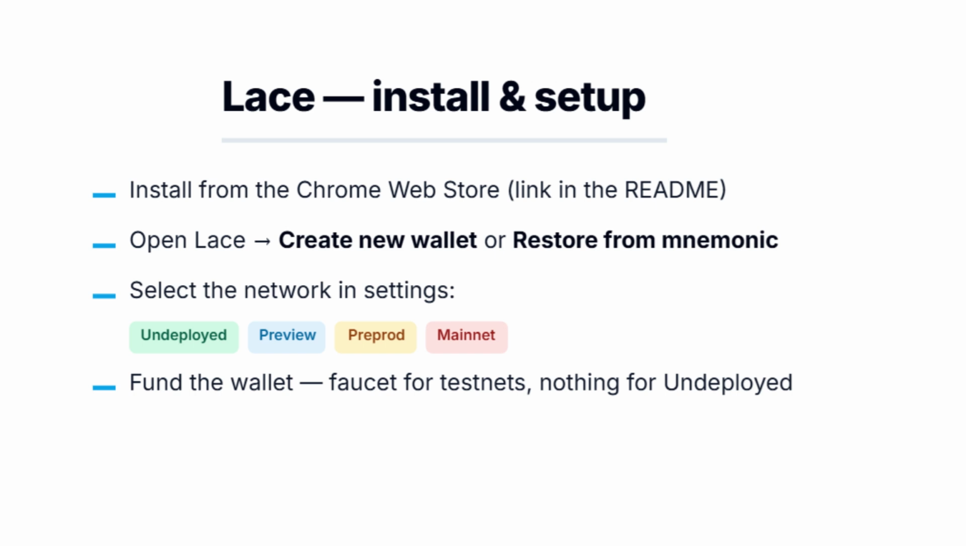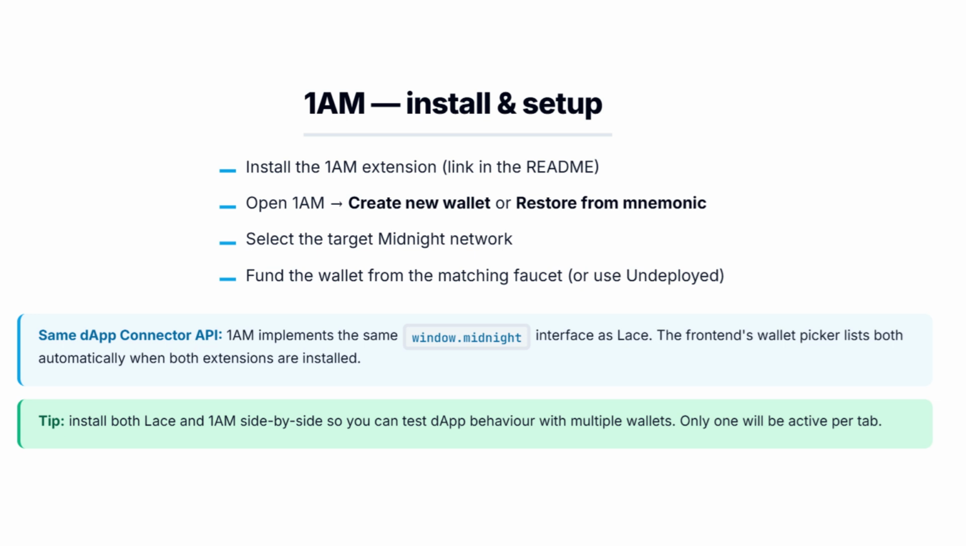Under the hood, when Lace loads, it injects a property at window.midnight.lace. The front end picks that up, calls initialAPI connect, and you get the approval pop-up. That's the whole dance. Okay, now 1am, same shape. Install the extension, open it, create or restore a wallet, pick the network, fund it if you are on testnet. The key thing is that 1am implements the same dApp connector API Lace does, same interface, same methods. The front end doesn't have to know it's a different wallet. It just sees another entry in window.midnight and lists it in the picker.